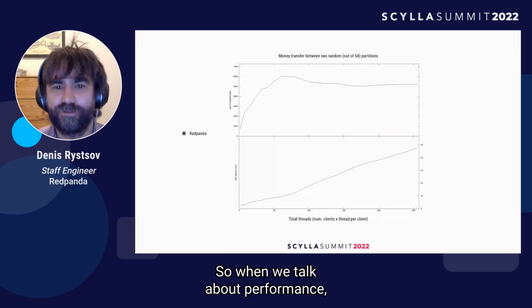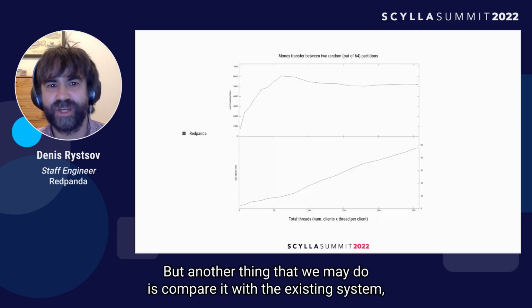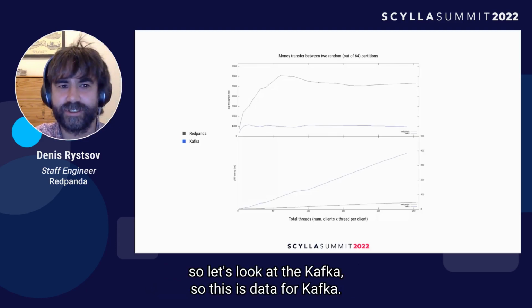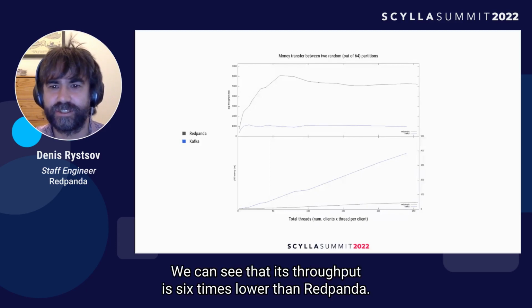So when we talk about performance, we can compare it with the expectation, what we did, but another thing we may do is compare it with an existing system. So let's look at Kafka. This is the data for Kafka. We can see that its throughput is 6 times lower than Redpanda.